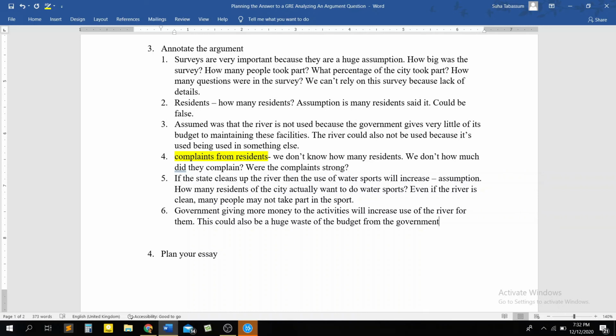Because we don't know that giving more budget to these activities will increase participation. Because again, in our previous point, we don't know how many people want to participate. We are not sure why people aren't using the river for these activities right now. We also don't know whether it's going to be used for something else. So our conclusion can basically say that because of all of these reasons, the government giving more money to the activities may just basically be a huge waste.